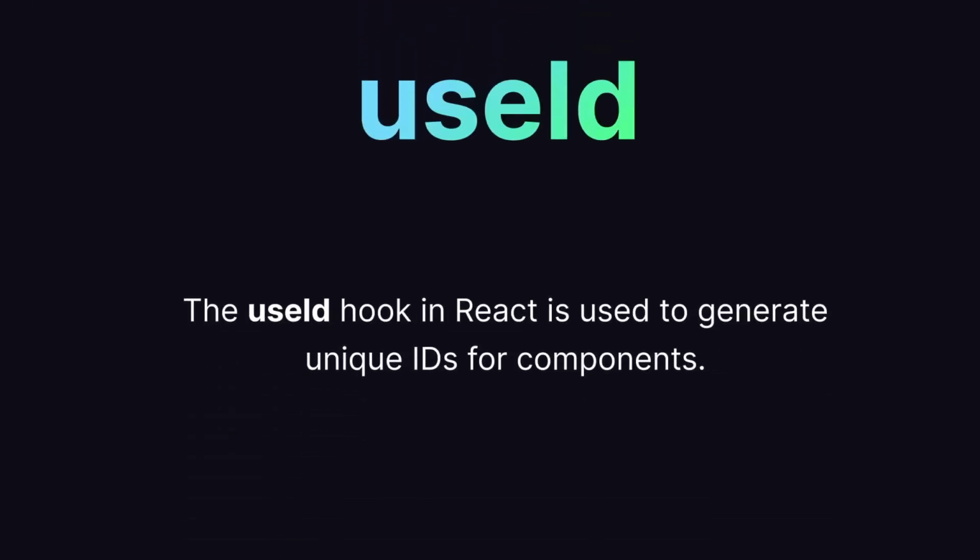So the useId hook in React.js is used to generate unique IDs for a component. So yeah, it is as simple as that. Now let's get into the coding, and then you will get to know what I'm talking about.